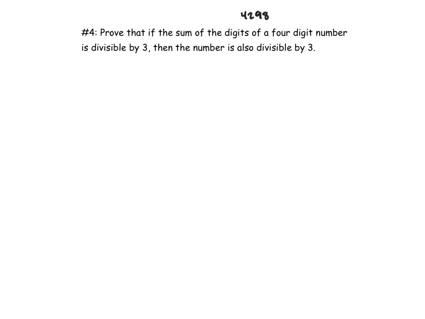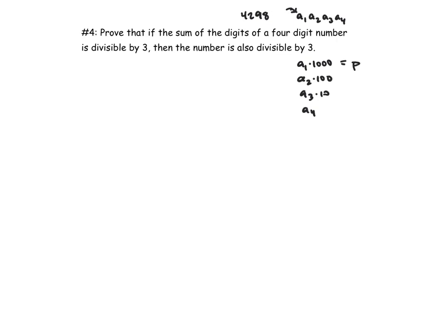4298, right? What I'm going to do is define the first digit as A1, the second digit as A2, the third digit as A3, and the fourth as A4. Now A1 isn't really A1, it's A1 times 1,000, because that is the thousands place, right? A2 times 100, A3 times 10, and A4, okay? All right, so keep that in mind.